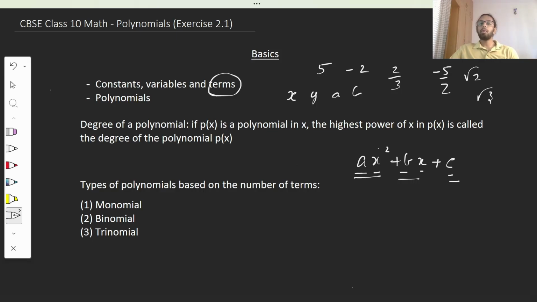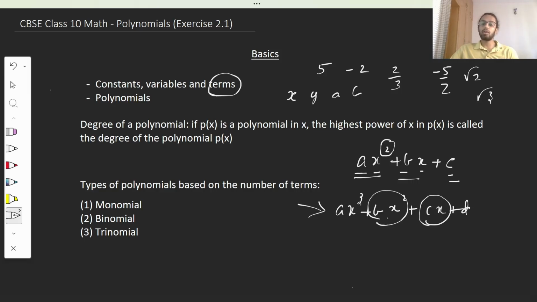But a polynomial need not have the highest power as 2. It can also have 3. For example, ax cube plus bx square plus cx plus d. It can also be like this. And it's very important to note here that some of these terms may not exist. For example, in this example, the x term need not exist or the x square term need not exist. It depends upon the question.